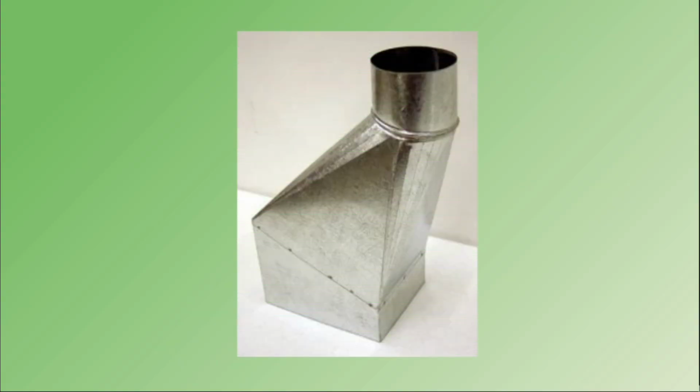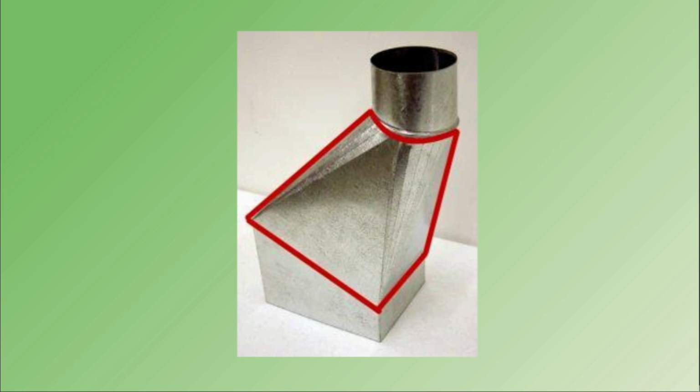In this video, I will make an oblique offset rectangle to round transition in two different ways. Plus, I will share two tips that will help you with lots of patterns. Let's start. I will draw the pattern you can see on screen. Actually, the transition part we see highlighted here in red.